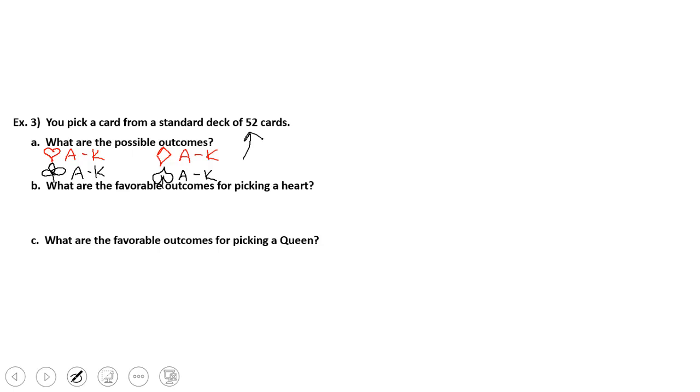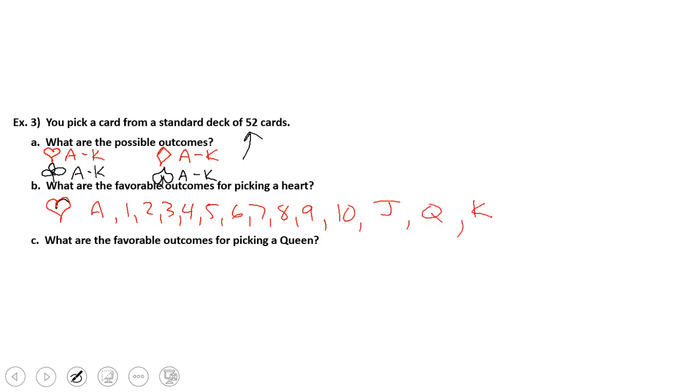Part B, what are the favorable outcomes for picking a heart? Well, all the hearts. Let's go back to red. I like red. All the hearts, we can pick an ace, a 1, a 2, a 3, a 4, a 5, a 6, 7, 8, 9, 10. What comes after 10? Yeah, you're right, 11, but that's not what happens in a deck of cards. We get a jack, we get a queen, and then we get the king. That should be 13. Right? So those are the favorable outcomes for picking hearts.